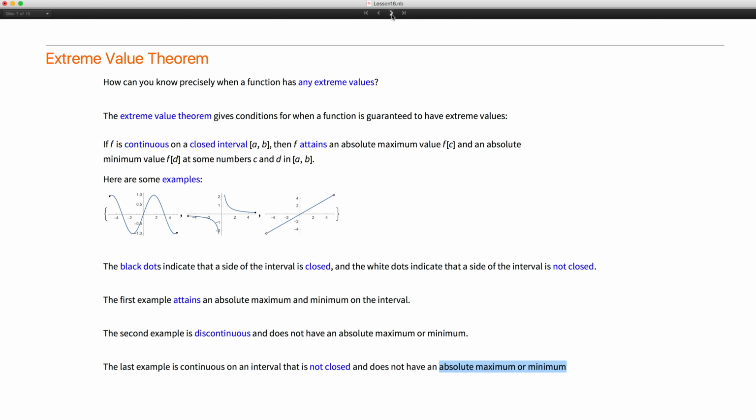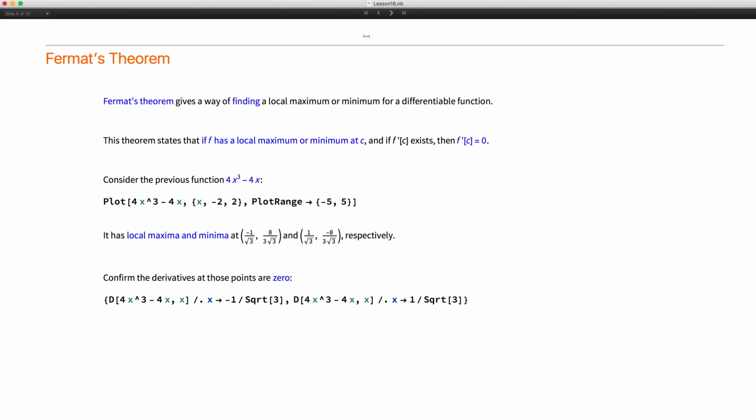Okay, so the question now is, how do we actually find these extreme values? And the best tool we have for this is Fermat's theorem, given by Pierre de Fermat a long time ago. What that does is it lets us find local maxima and minima. And what it says is that if f has a local maximum or minimum, then its derivative at that point must be 0.